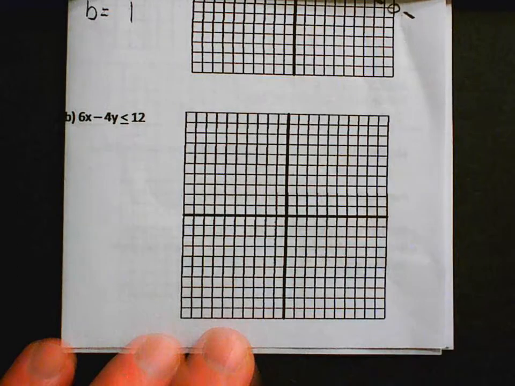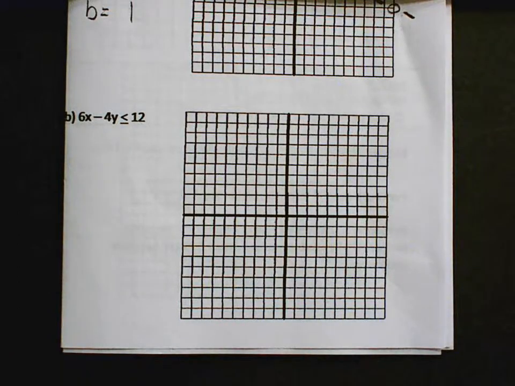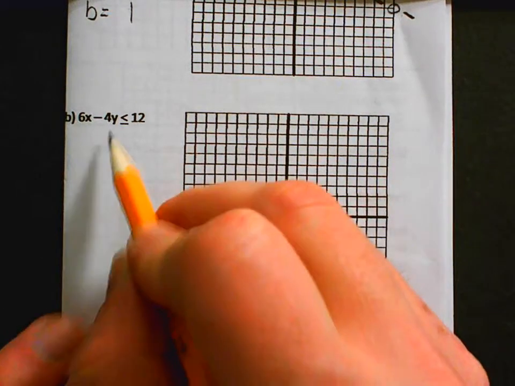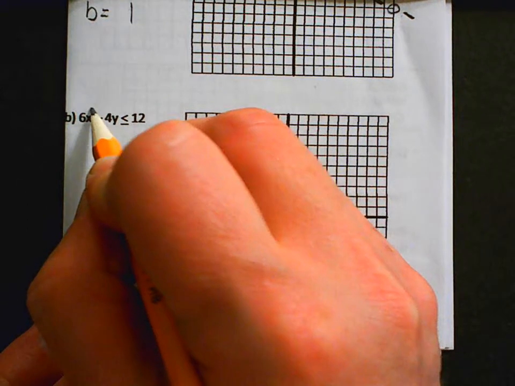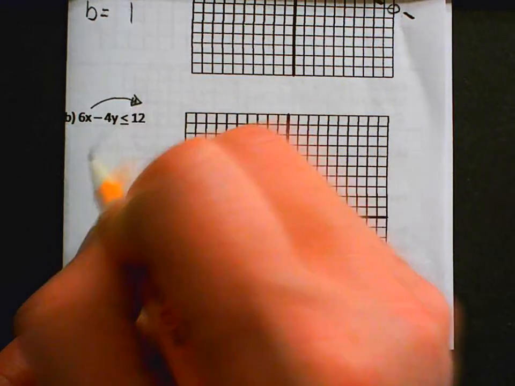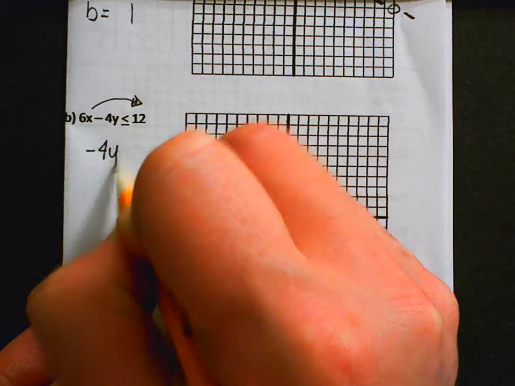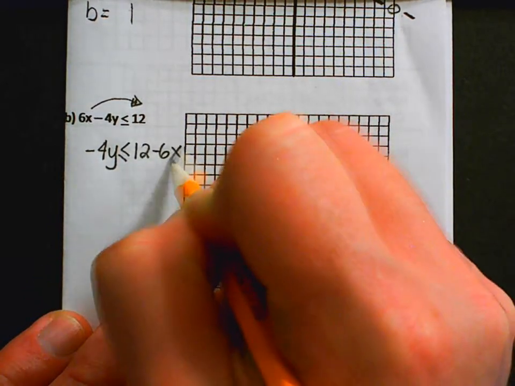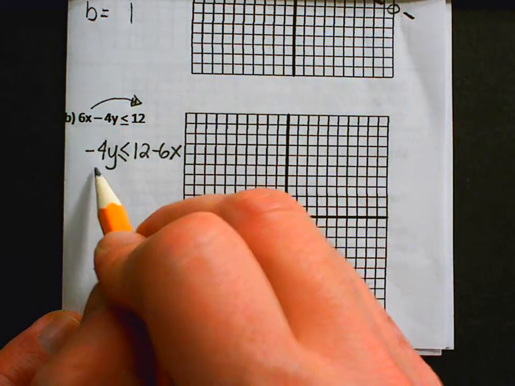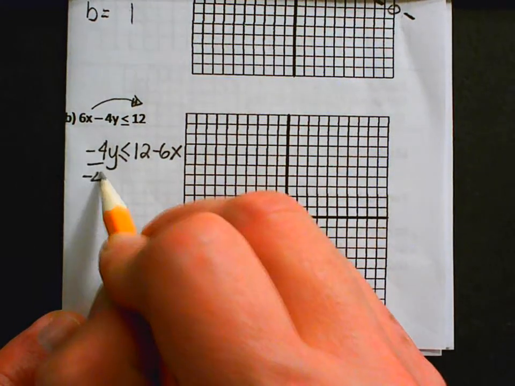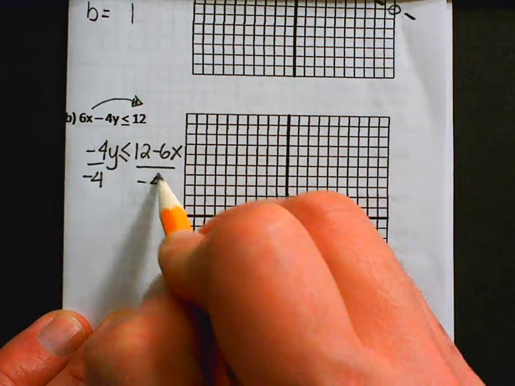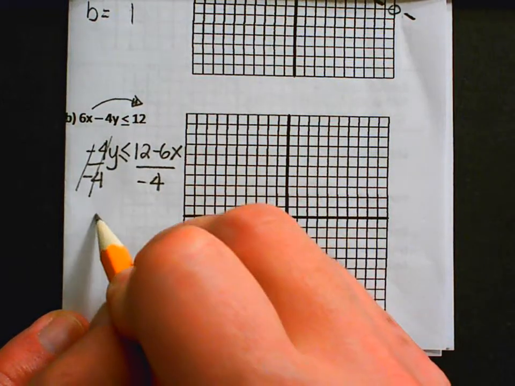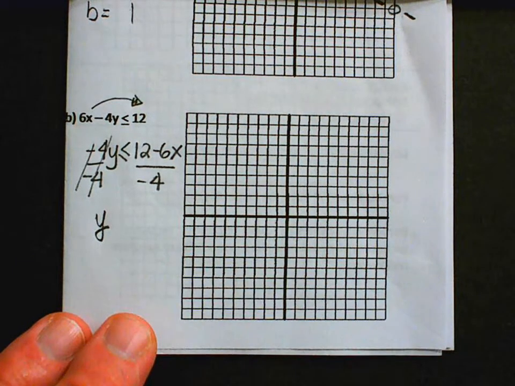Alright, let's go to the next one. The next one, I have 6x minus 4y less than or equal to 12. First order of business is to get the y alone. So we're going to send the 6x to the other side. So this would be negative 4y less than or equal to 12 minus 6x. And now we need to get the y alone, so we're going to divide by negative 4. So the negative cancels, the 4 cancels, the y is alone.